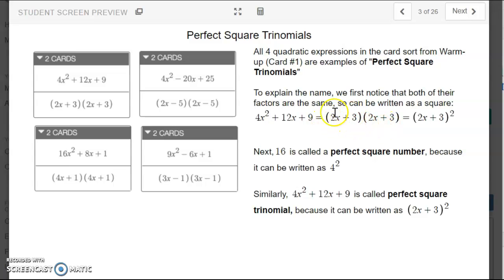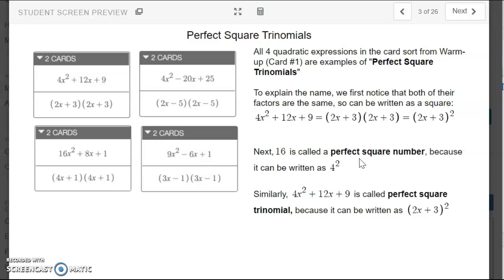Since the expression inside the parentheses is the same, we can just rewrite this more efficiently as 2x plus 3 all squared. Whatever the expression is inside the parentheses is being multiplied by itself twice. That's what it means. The next 16 is called the perfect square number. Remember, 16 is a perfect square number, as is 9, 16, 25, 36, 64.